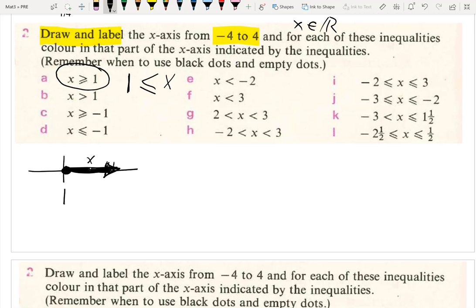Okay, and then mark your x. So there's quite a bit to that. Don't forget to mark that this is x, and to say that it goes on forever.